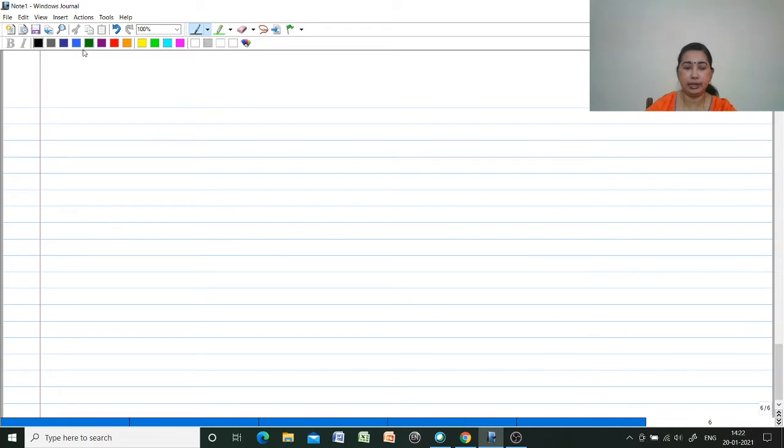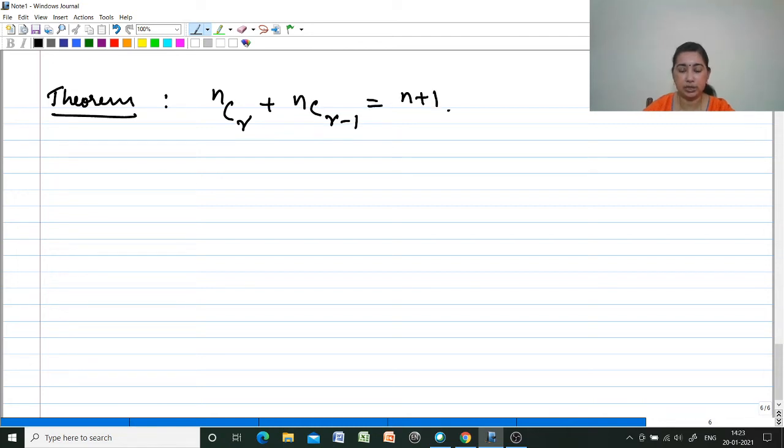Okay. Then next we are moving on to another theorem. So, the theorem is nCr plus nC(r minus 1) is equal to (n plus 1)Cr. Now, we have to prove this result. So, we are moving on to the proof.